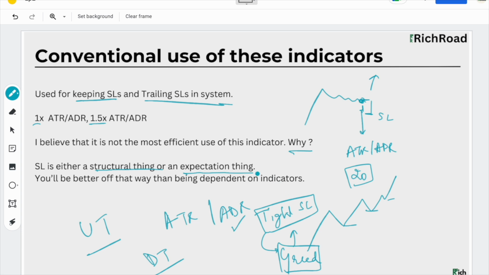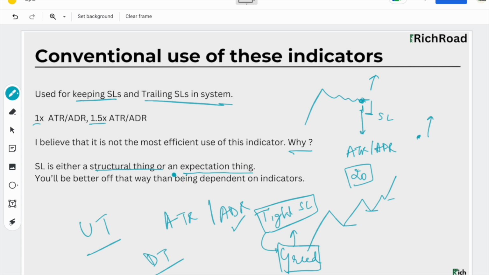Tight SLs are used when you have an expectation. So let's say I buy a stock and my expectation is that tomorrow the momentum has to come. That is my SL. If the momentum doesn't come tomorrow, then my SL is hit regardless of what the price does. In those cases, these tight SLs work absolutely brilliantly well. And if that is your approach, you will see that you get better even with tight SLs. So that is why using indicators such as ATRs and ADRs is not the efficient way.